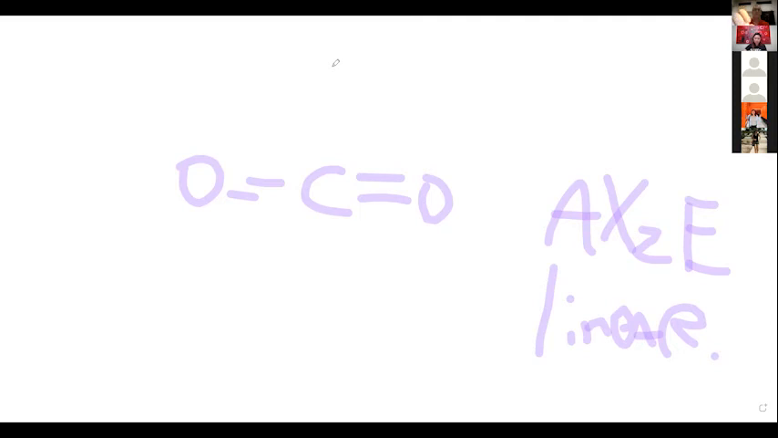So I've got 2 dipoles, one pointing towards the oxygen because it's more electronegative, and the other pointing in the other direction because it's more electronegative. But those are equal in size because the difference in electronegativity between the carbon and this oxygen is exactly the same as between the carbon and the other oxygen. So these arrows are exactly the same size and pointing in exactly opposite directions, and so they cancel each other out.